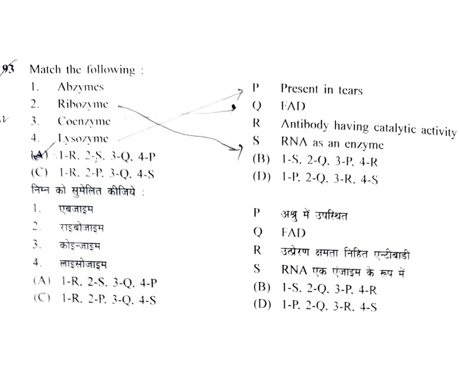Now again we have to match the following. Abzymes means antibody plus enzymes, so they are antibodies having catalytic activity. Ribozymes are RNA molecules having catalytic activity. Coenzyme is a part of an enzyme. So FAD acts as a coenzyme for many enzymes, and lysozyme acts on the peptidoglycan of the bacterial cell wall. Lysozyme is present in tears, egg white, saliva, sweat, and all the secretions, and it can cleave the bacterial cell wall, which is peptidoglycan. So according to this, option A will be the right answer.